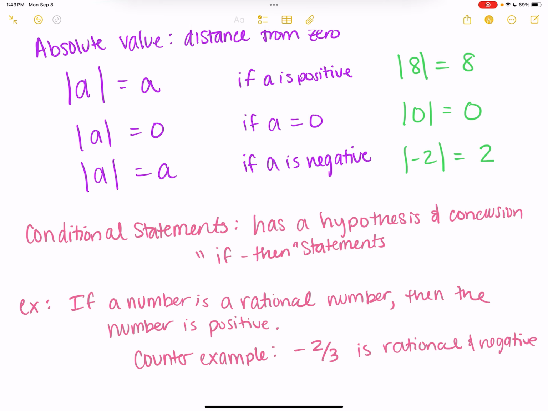Now, what if I changed it and I said if a number is a whole number, then the number is positive? Is that true? Yes. So that would always be true. So that would just be a true statement.